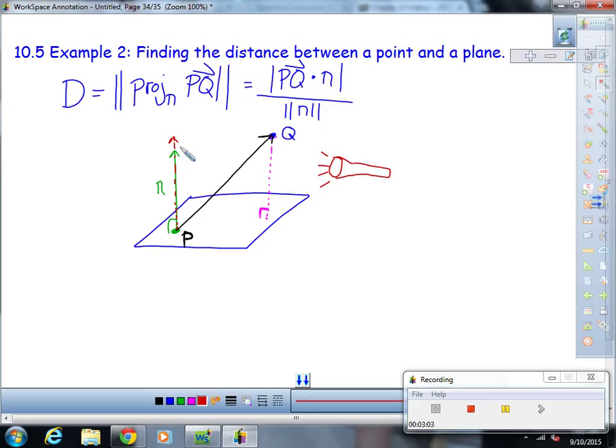Okay, so what we need to do to find this pink distance between Q and the plane is take the projection of PQ onto N right here and find its magnitude. Okay? And that's going to be the distance, because we're talking about a distance, so all we want is its magnitude, which is why we're taking its magnitude. Now, an easier way to do that is just to use that equation. Okay? So we'll get to that, but that's something that you're going to want to write down in your notes for sure and put to memory. So let's do an example.